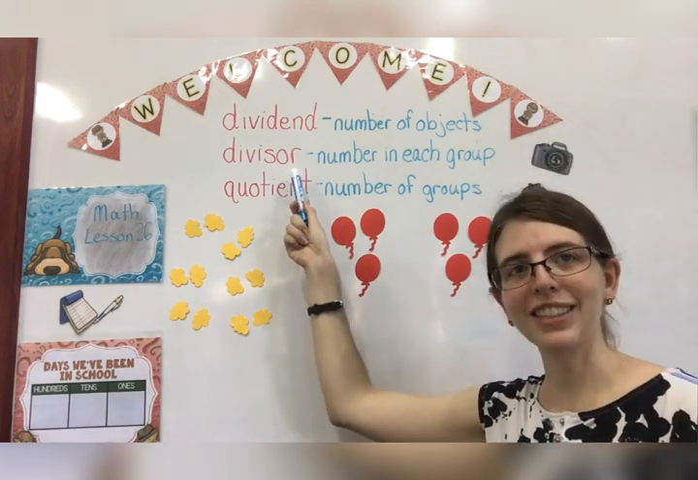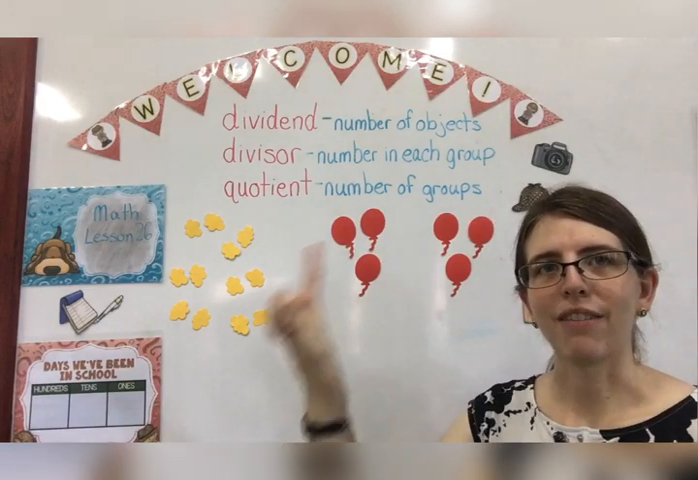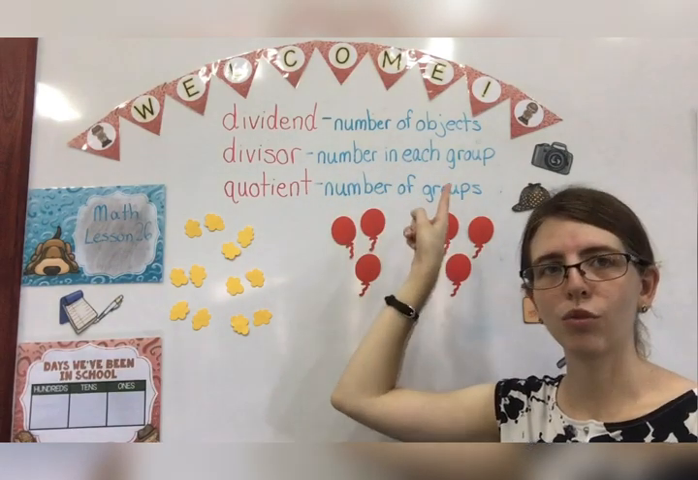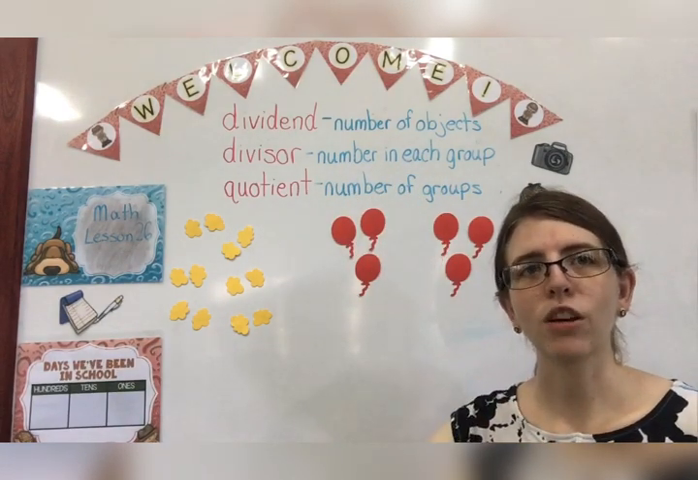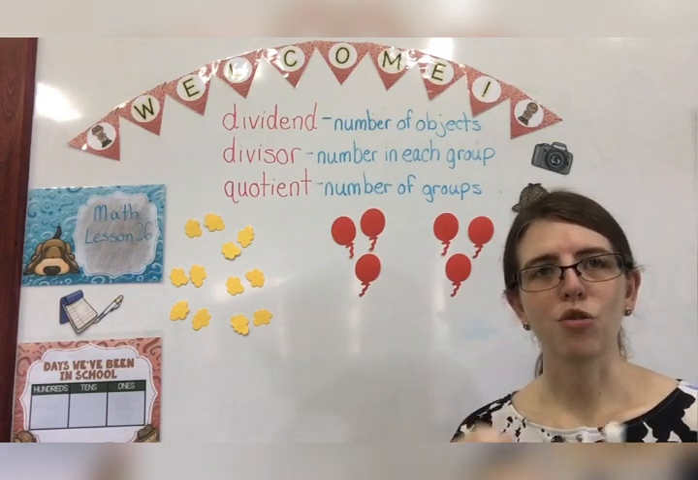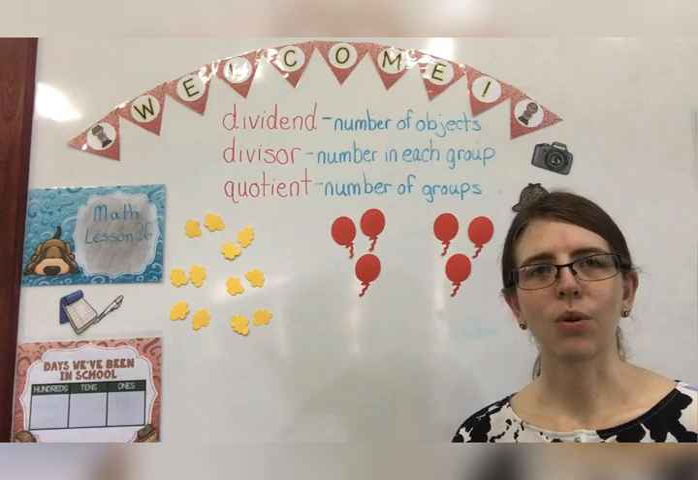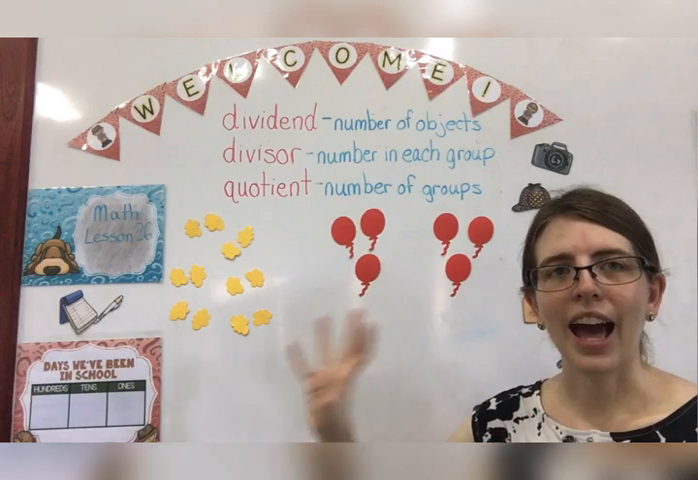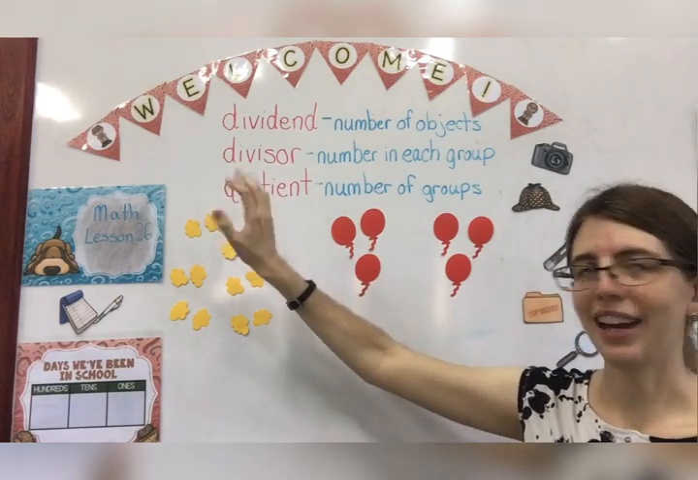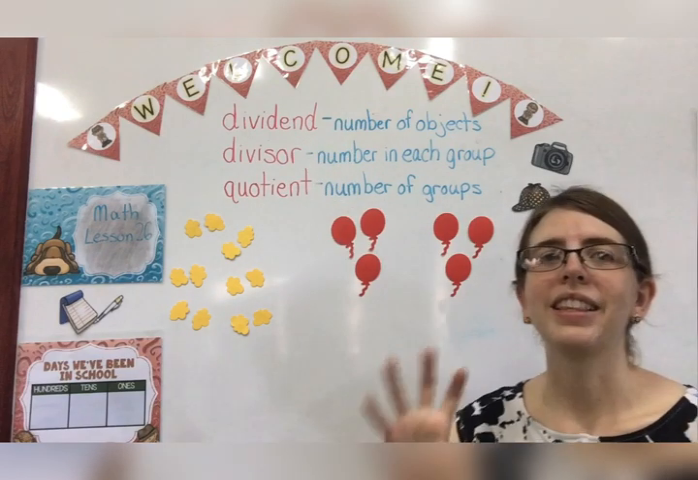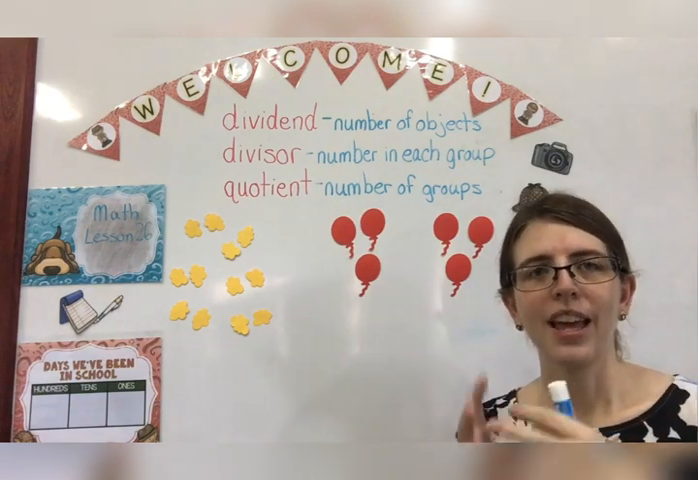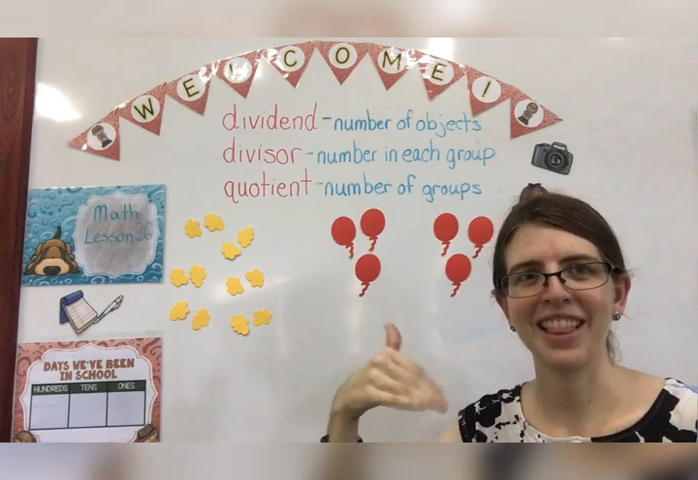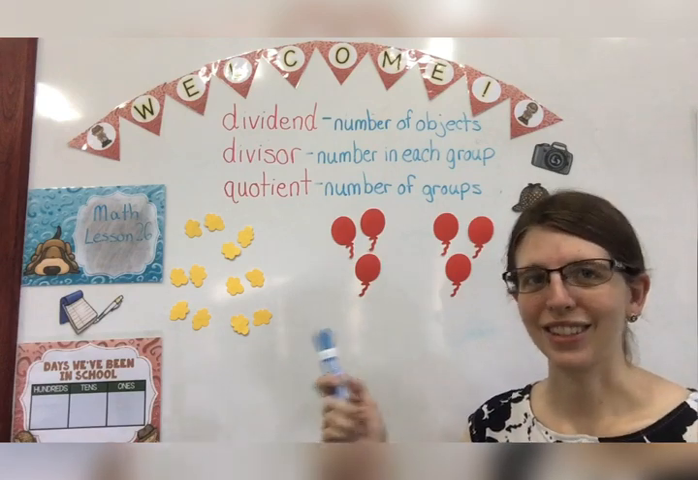Then you have your divisor. That's part number 2. So we have dividend, then divisor. Divisor is the number in each group. So the número de cosas en cada grupo es your divisor. So your dividend is the número de cada cosa en total. Your divisor is el número de sus cosas en los grupos. Okay, eso is your divisor.